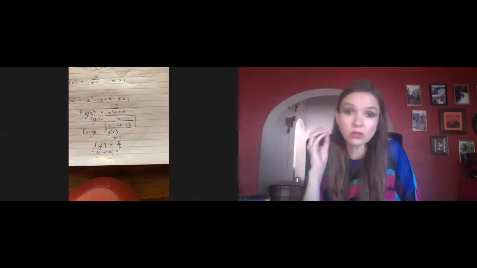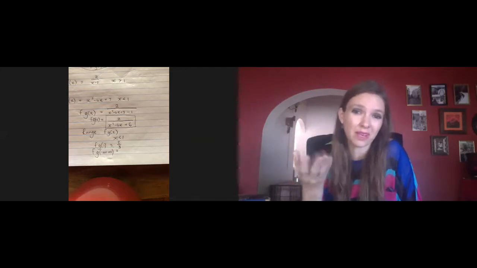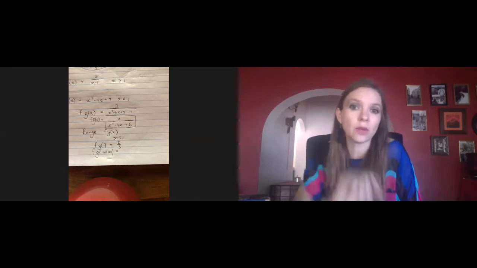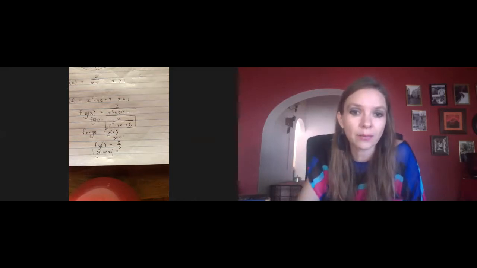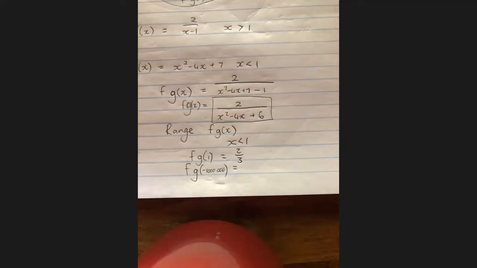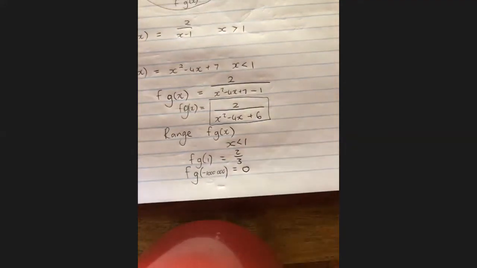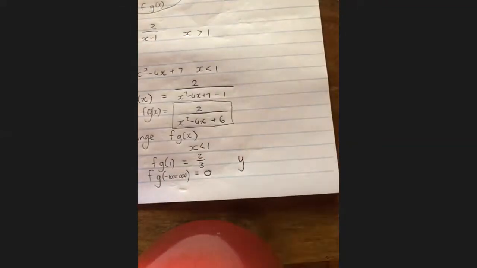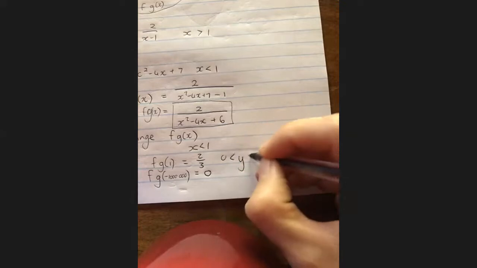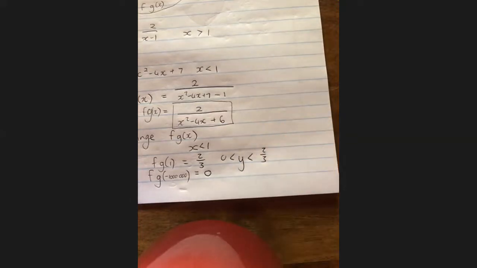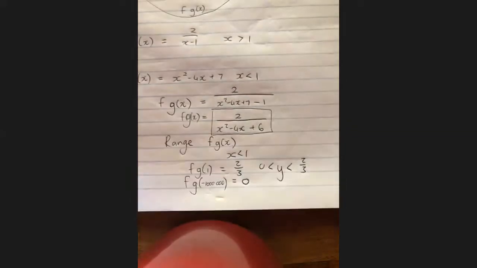They say insignificantly small. So I do want you to notice that if you sub in something really big in the denominator, it's going to approach 0. And that's exactly what's happening here. You will tend to 0. Okay. So then if you want your range, you can go y must be bigger than 0, smaller than 2 over 3. I think that's the easiest method there.